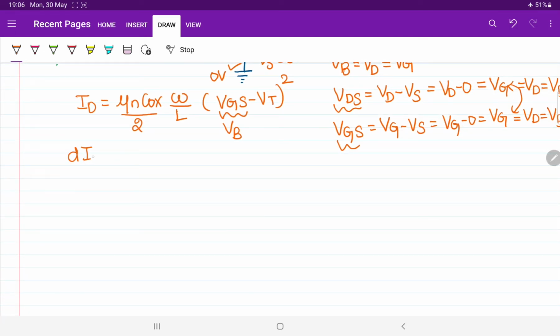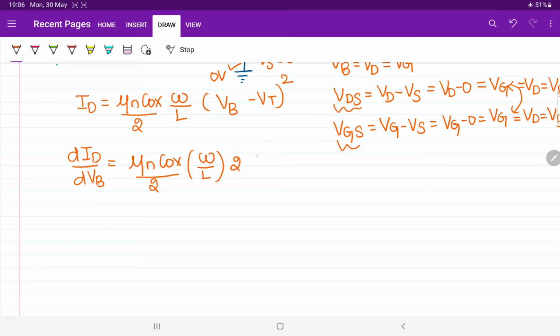What I am going to do is differentiate this current with respect to voltage VB, such that you will get mu n C ox upon 2 into omega by L. Again, these parameters are all constant. When I differentiate this function with respect to VB, in place of VGS we now have VB. So this can be written as VB minus VT whole square. If I differentiate it, it will become 2 times VB minus VT, and the internal differentiation will give you 1. That is the complete derivation.